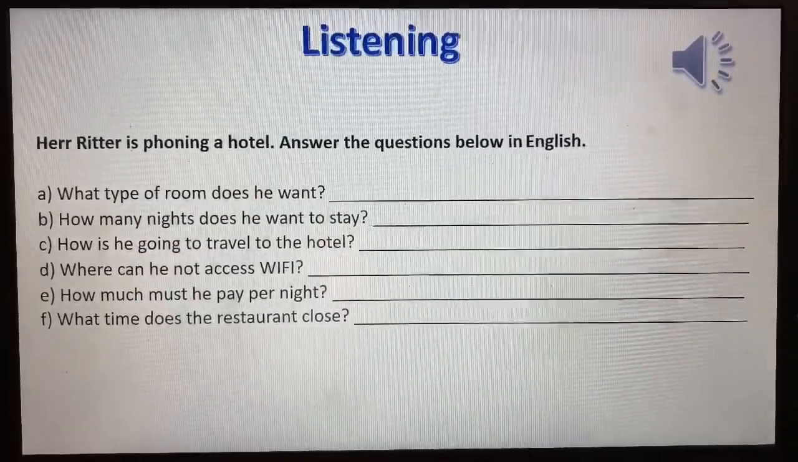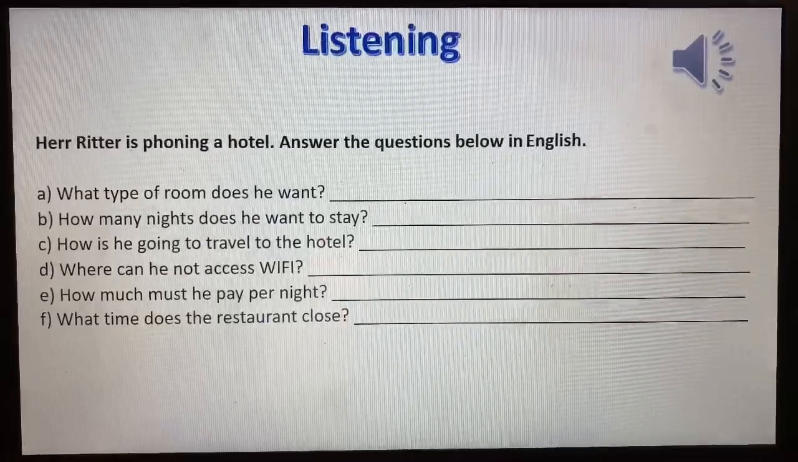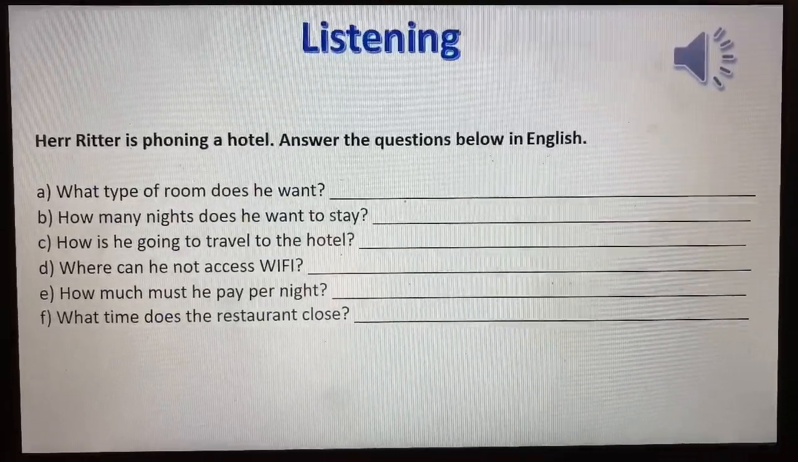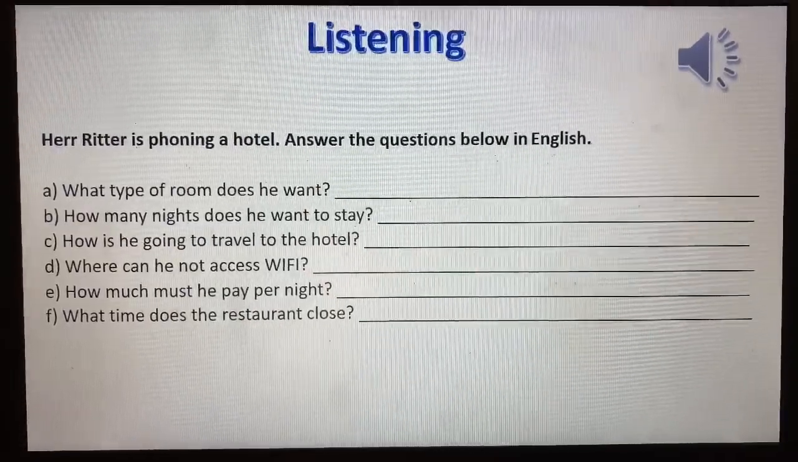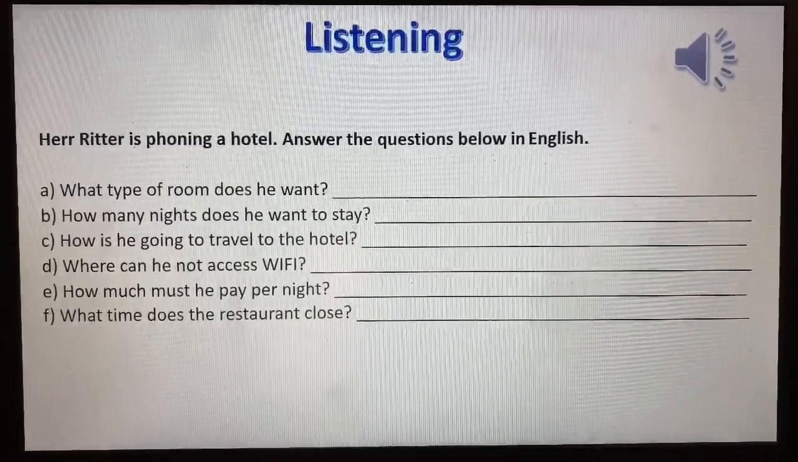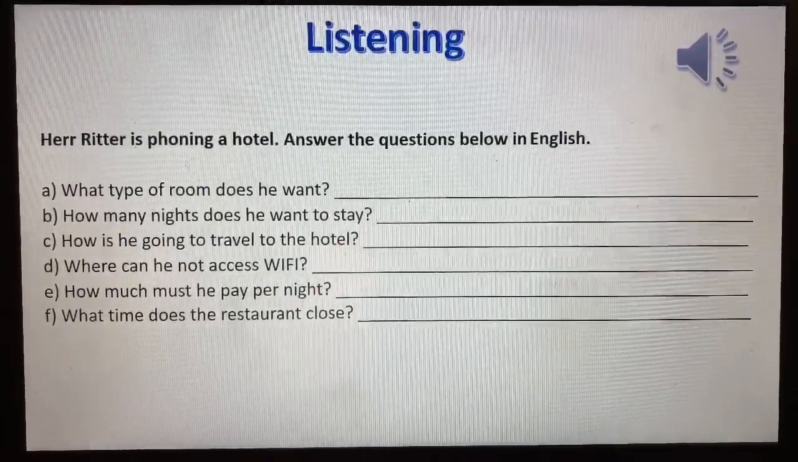6. Gibt es ein Restaurant im Hotel? Ja, unser Restaurant ist von 7 Uhr bis 23 Uhr täglich geöffnet. Prima. Ich freue mich auf den Besuch bei Ihnen. Auf Wiederhören.